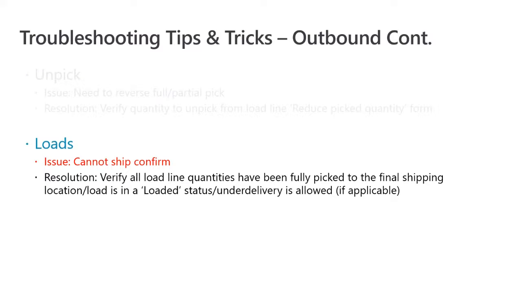And then finally, for the load, once we're at the very end of the process, if we run into an issue with ship confirmation, then we want to verify a few things: that our load quantities are fully picked to our final shipping location, and that final shipping location is known by the system based on what you specify in the warehouse management parameters. So everything needs to be in that location, not another outbound location, such as still in a packing station or some other outbound staging location.